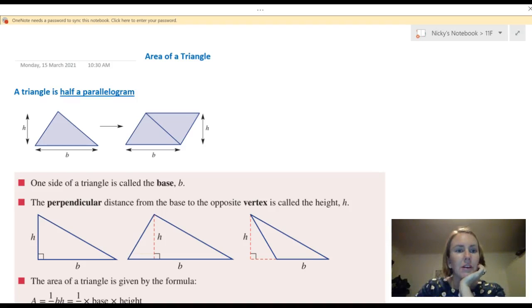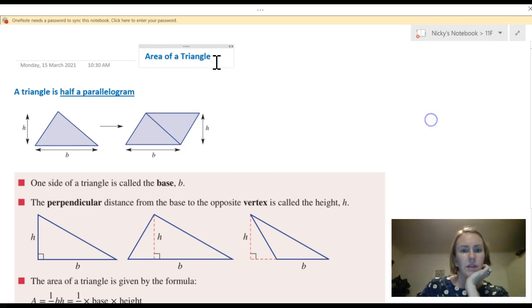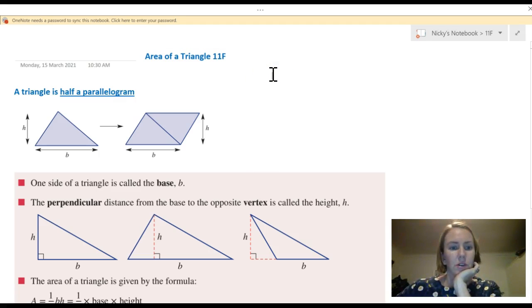Hey guys, another video here on area of a triangle, and this is 11F in your textbook. Okay, so a little bit of background first before we get to a formula.